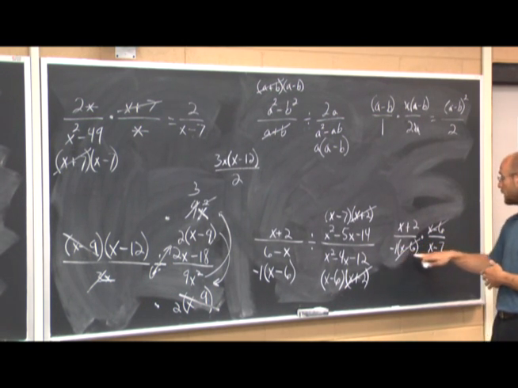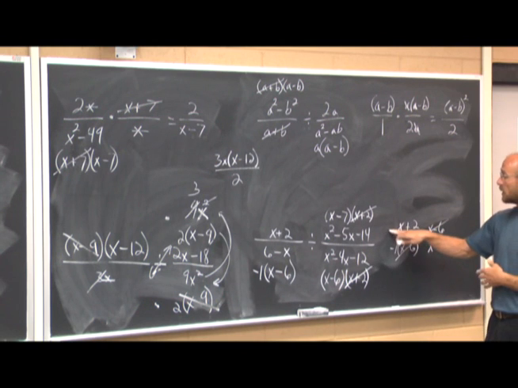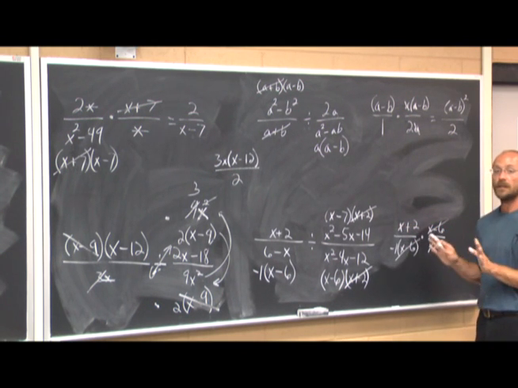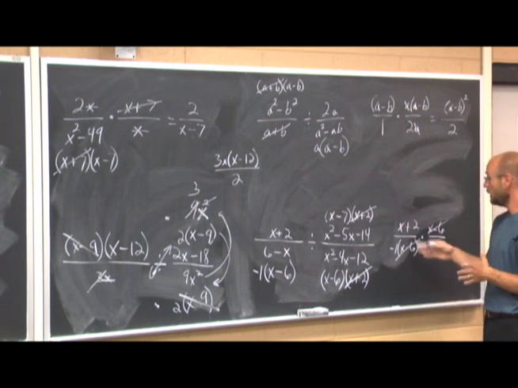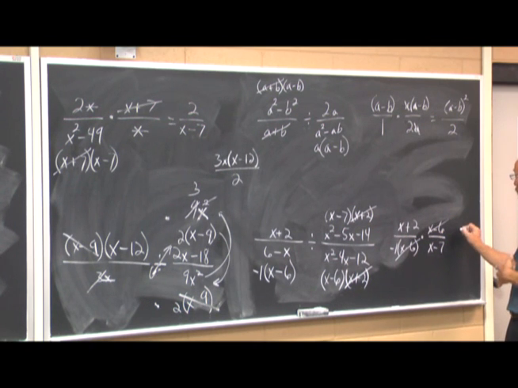Maybe I want to distribute that negative through here. Either one is acceptable for me. I'm going to distribute it through the top, and I get negative x minus 2 over x minus 7.